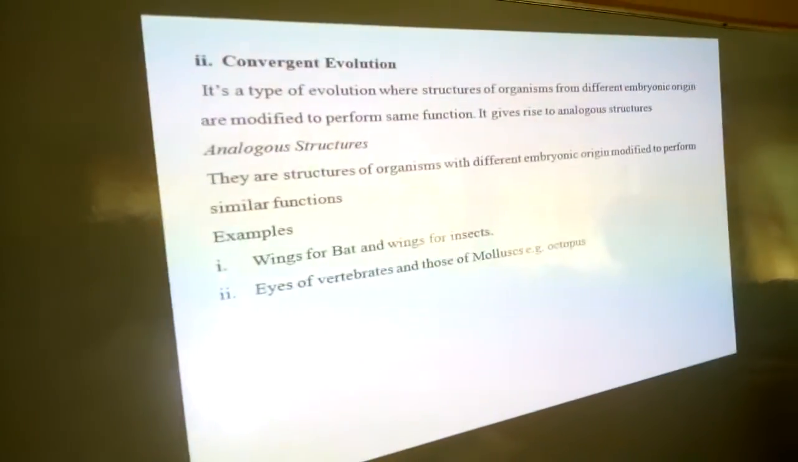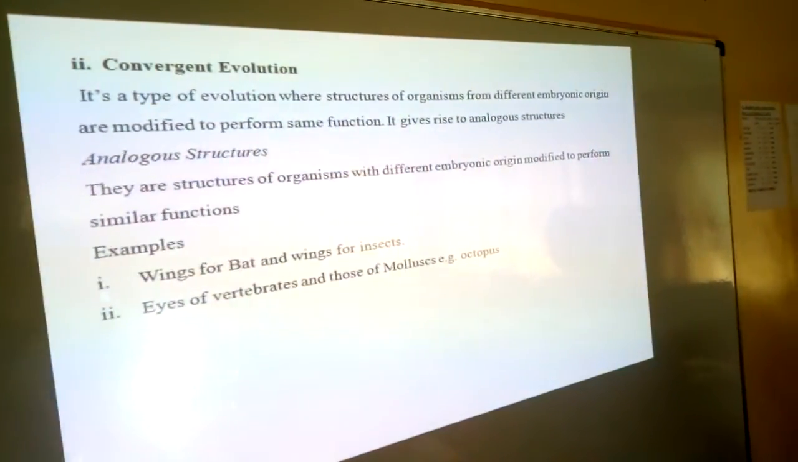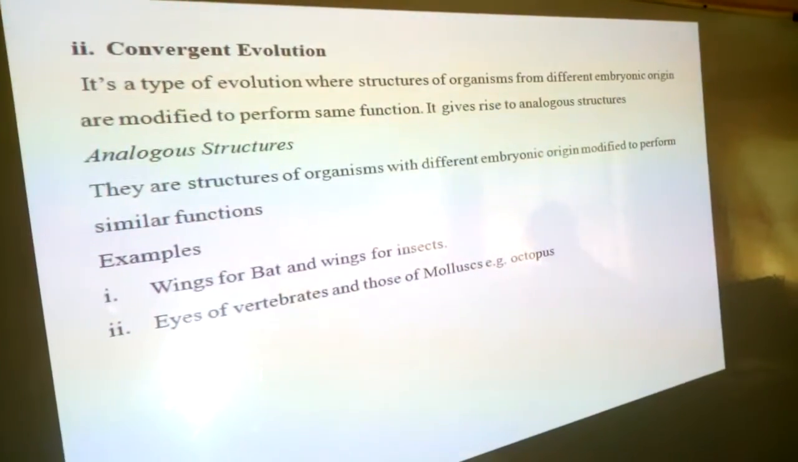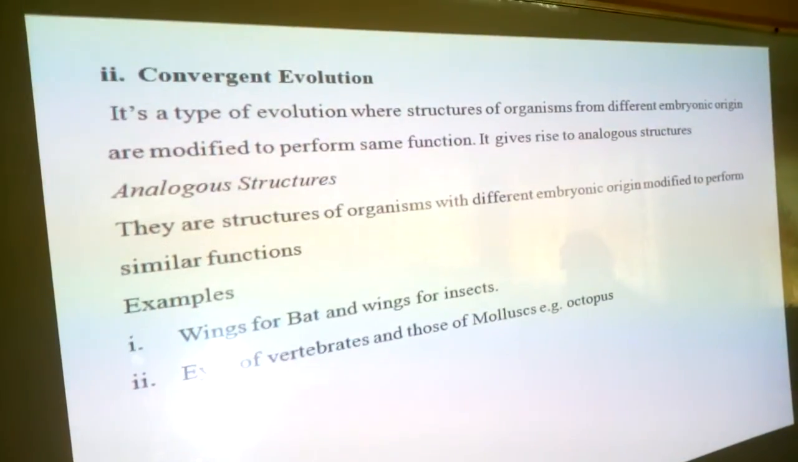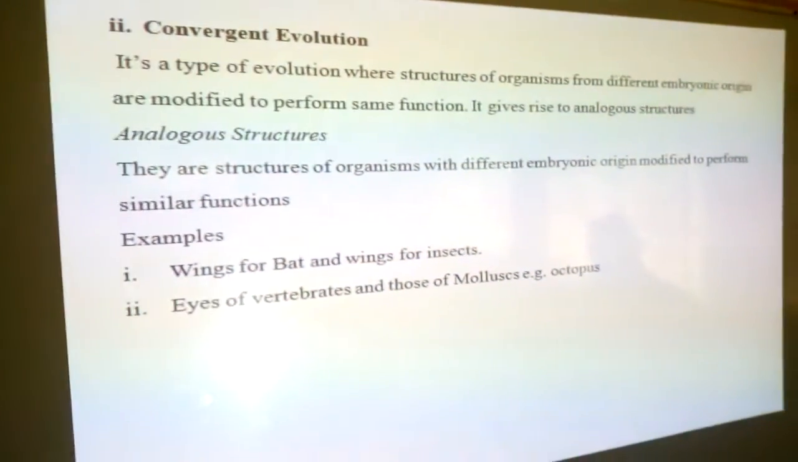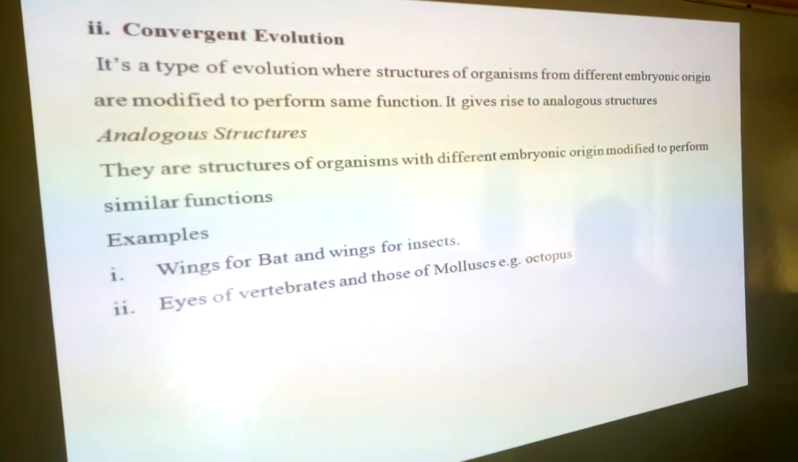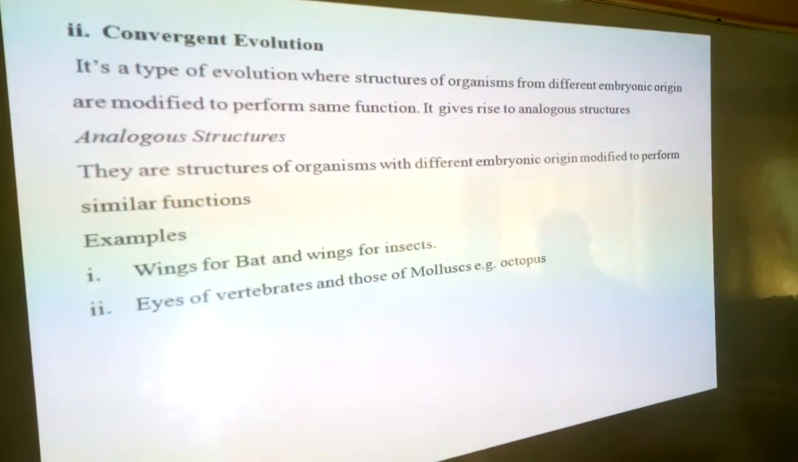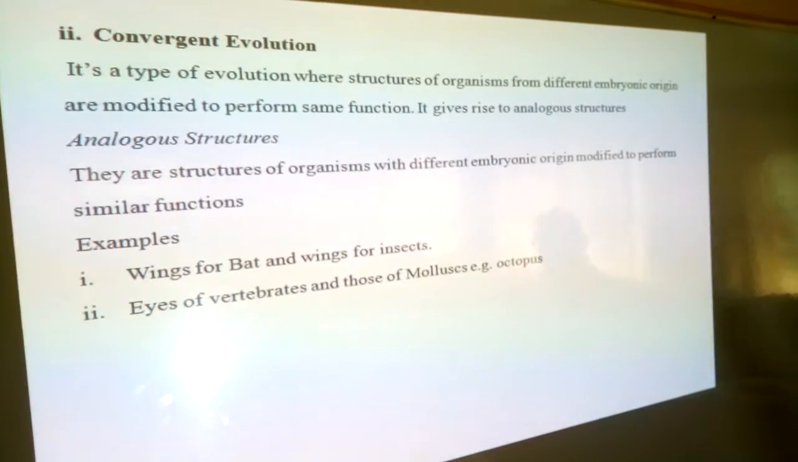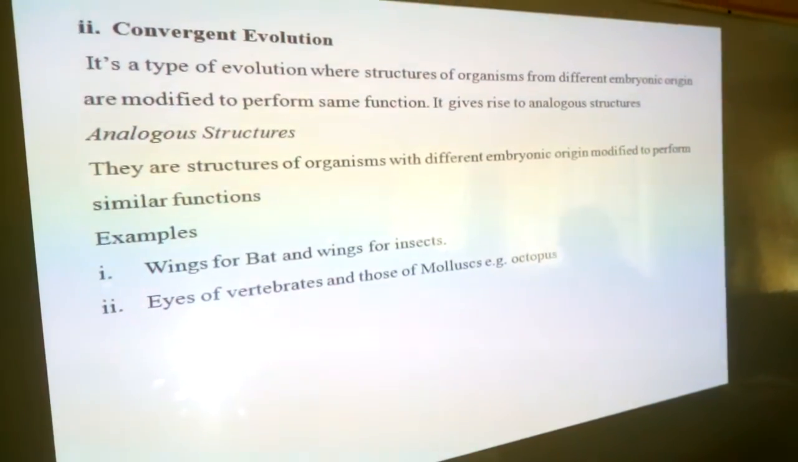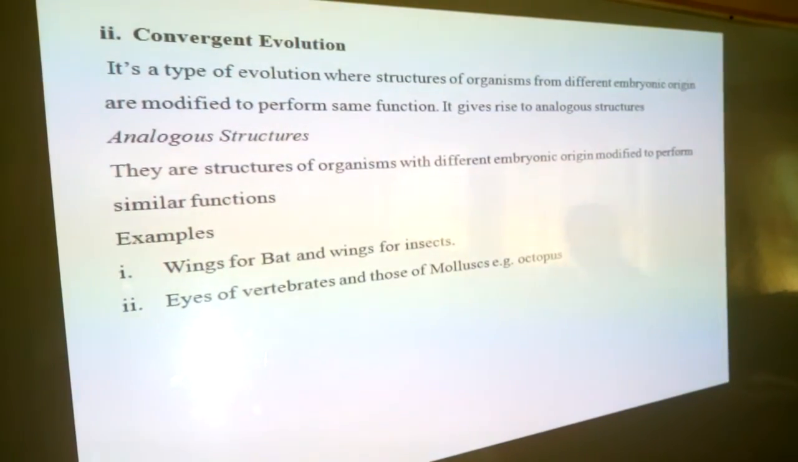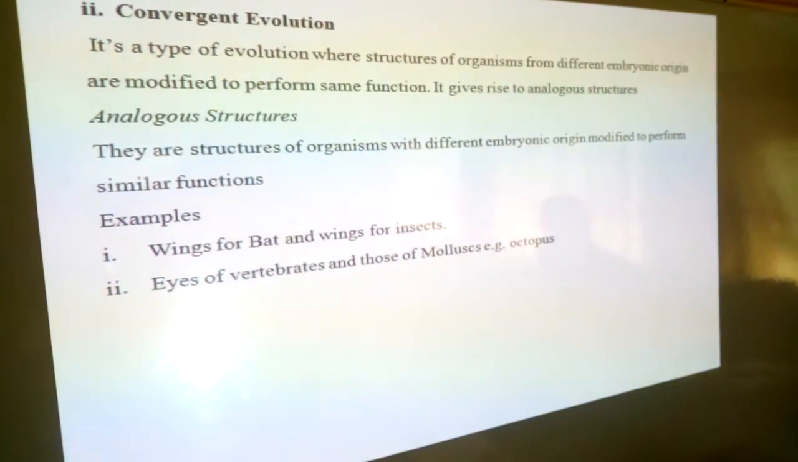Convergent evolution is a type of evolution where structures of organisms from different embryonic origin are modified to perform the same function. That is the simplest definition of it. Convergent evolution gives rise to structures, and these structures are analogous structures.